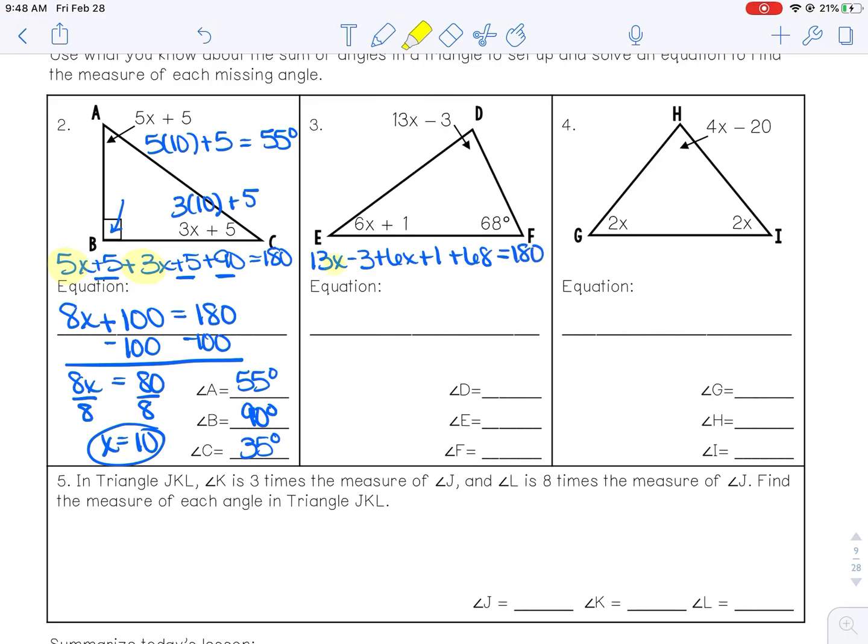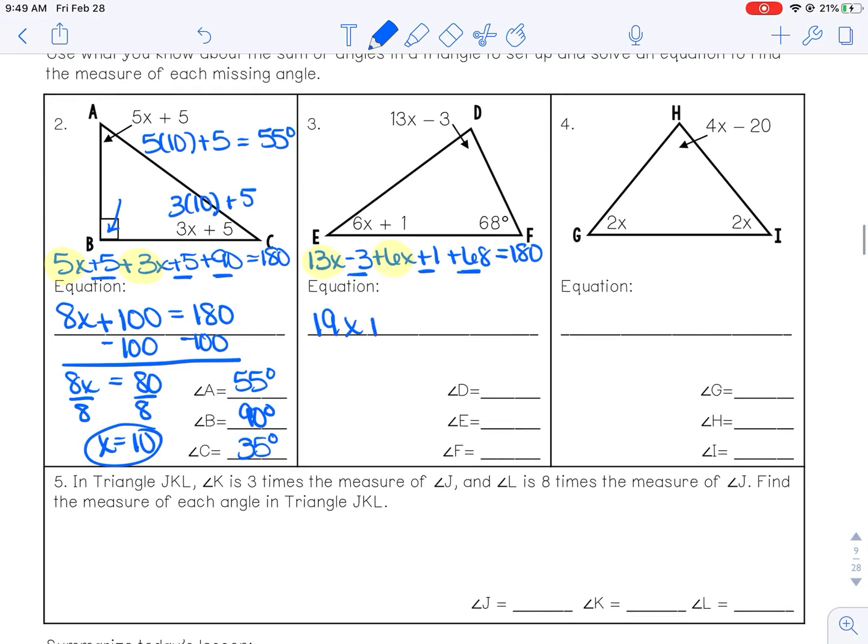Add my like terms together. Start with my variable terms, 13x and 6x. That's going to give me 19x. Then I have a negative 3 plus 1 plus 68. All those together give me plus 66, and they're going to equal 180.